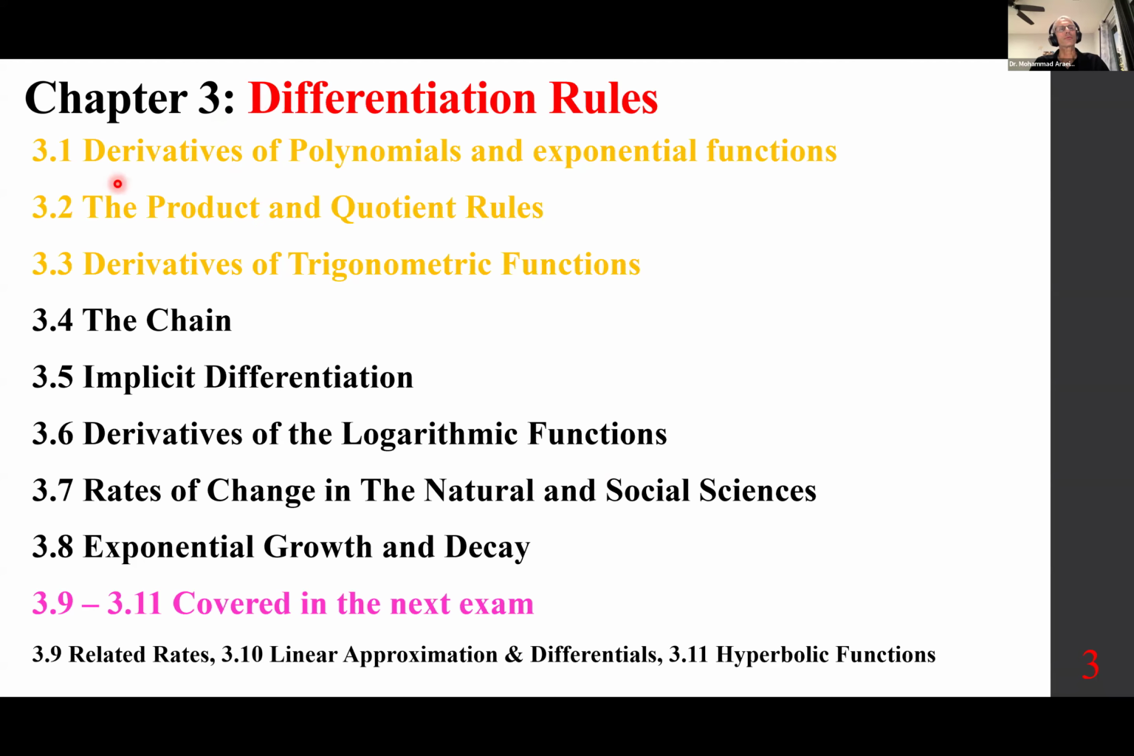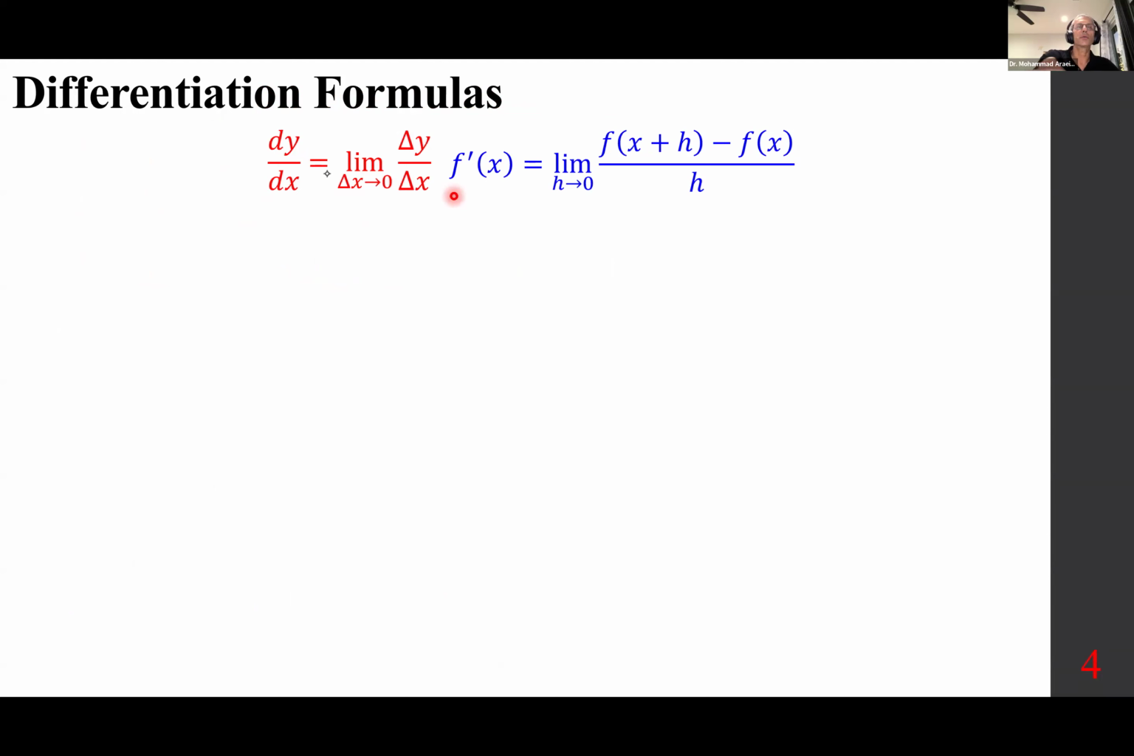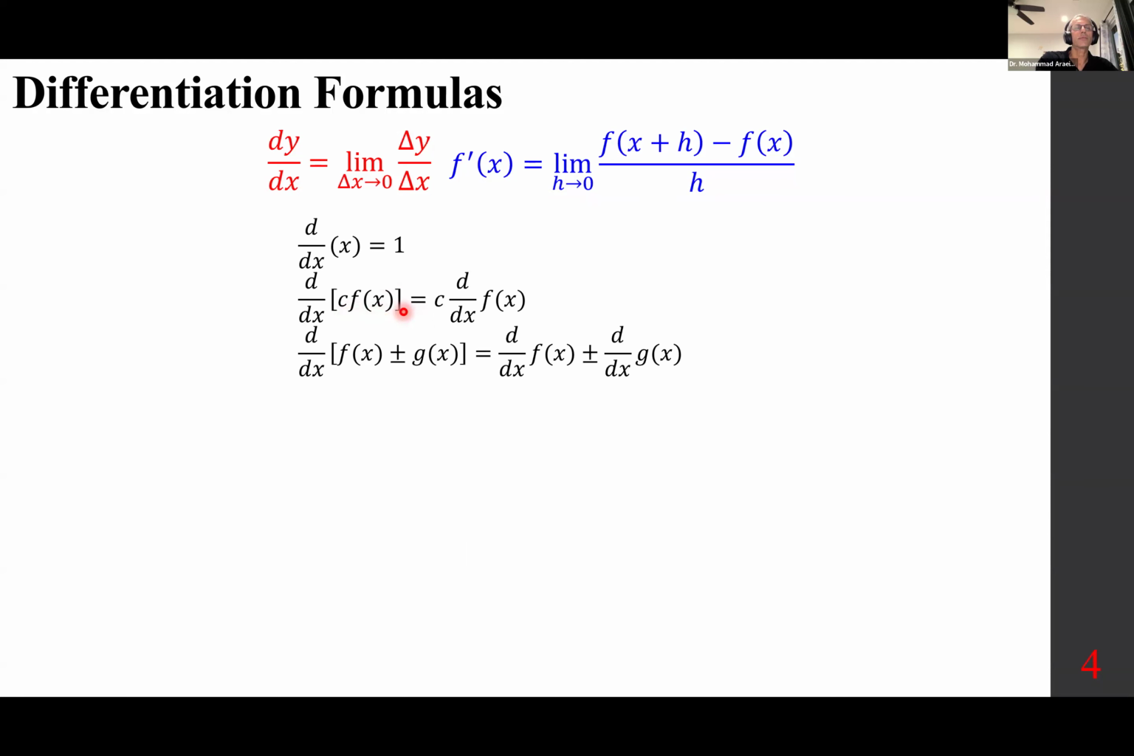As you recall, here's the definition of differentiation. dy/dx is the limit of delta y over delta x as delta x approaches 0, or f prime of x is the limit of f of x plus h minus f of x over h as h approaches 0. In the previous exam, we must have used that one in every aspect. Now we can take the easy way out and use formulas. The derivative of x is 1. The derivative of c times f of x, you can take the c out. The derivative of f of x plus or minus g of x: the derivative of the sum is the sum of the derivatives, and the derivative of the difference is the difference of the derivatives.